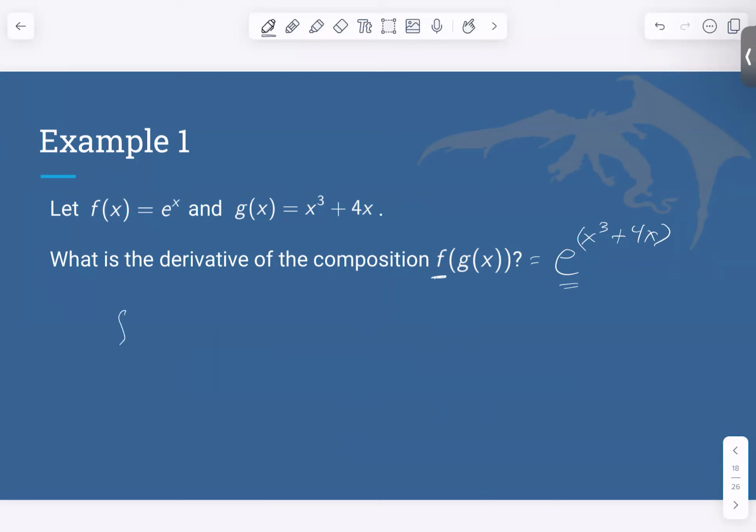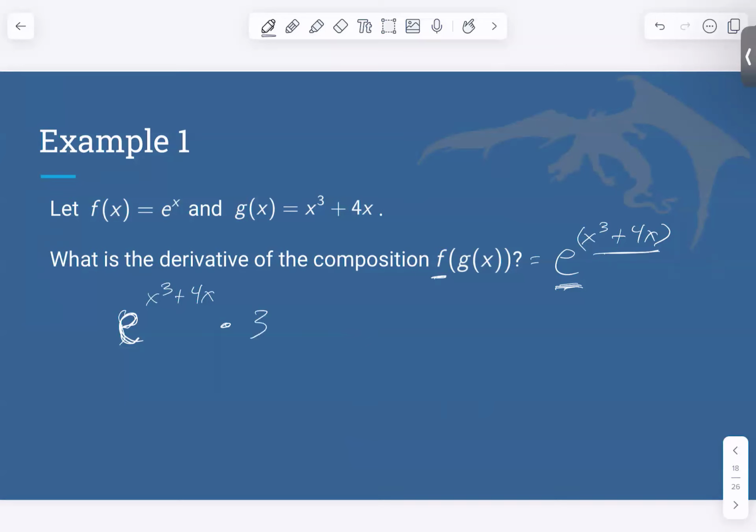That would be e to the whatever that power is, just x cubed plus 4x. So now I've taken the derivative of the e, but my other function, I haven't yet taken a derivative of it. So now I need to multiply it times the derivative of your exponent. So what is that?